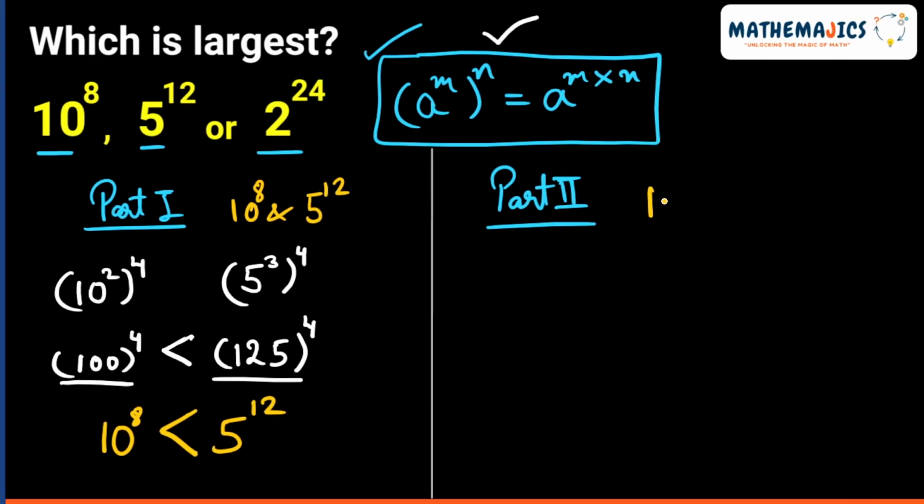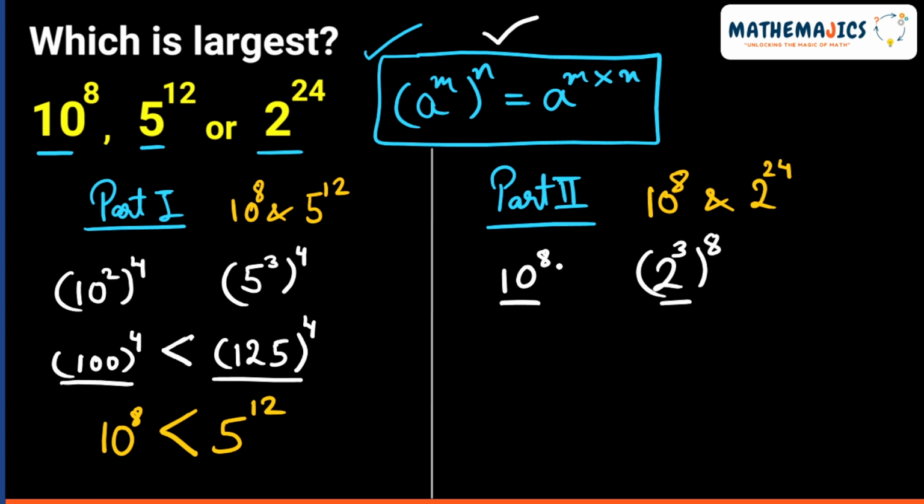In the second part, we will be comparing 10^8 and 2^24. 10^8 can be written as it is, whereas 2^24 can be written as (2^3)^8. Why am I writing it like this? Because to compare two numbers, either we need to make the bases the same or we need to make the powers the same. So in this question, I'm trying to make the powers the same like I did in part 1.